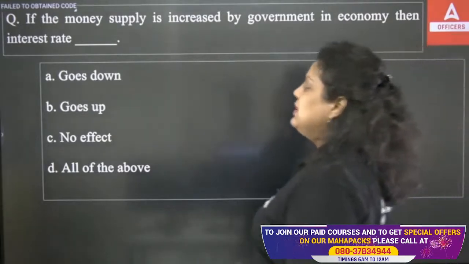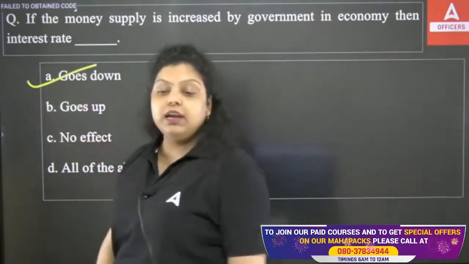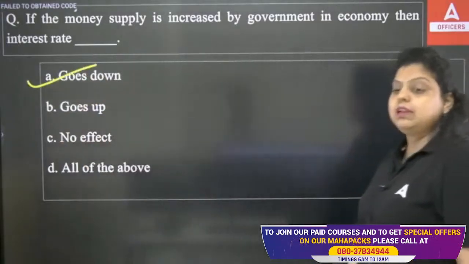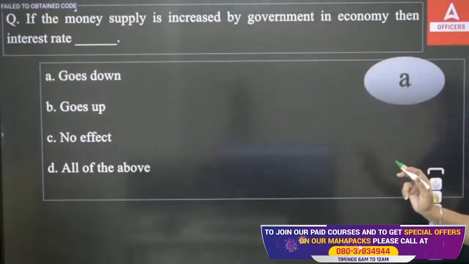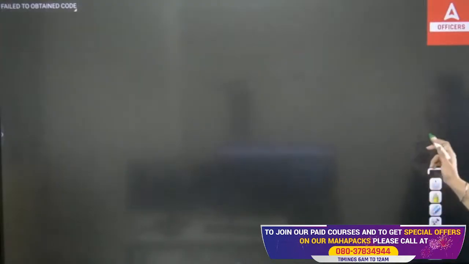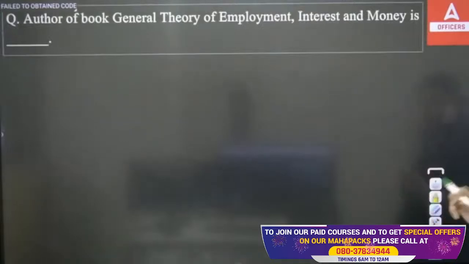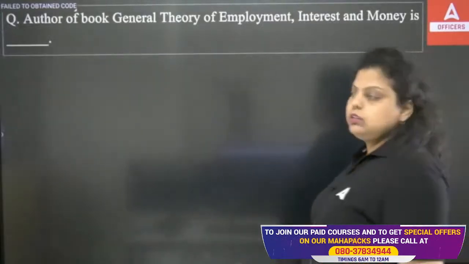If the money supply is increased by the government in the economy, then the interest rate will be what? The interest rate will go down. The interest rate will be decreased because there is an increase in the money supply of the economy. So, the right answer will be the A option. Okay, the right answer is what? A option.